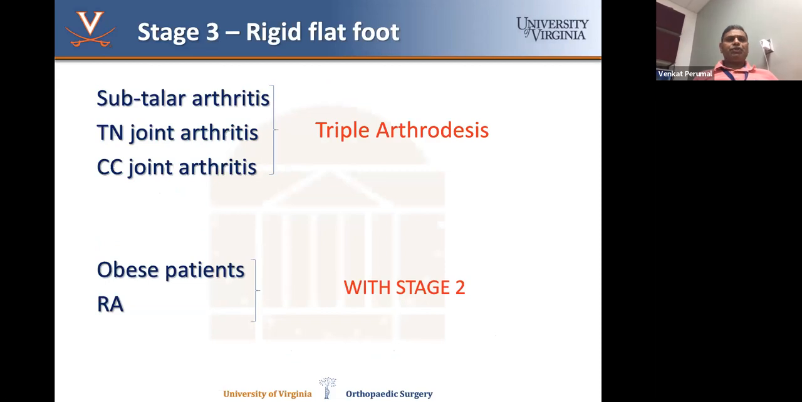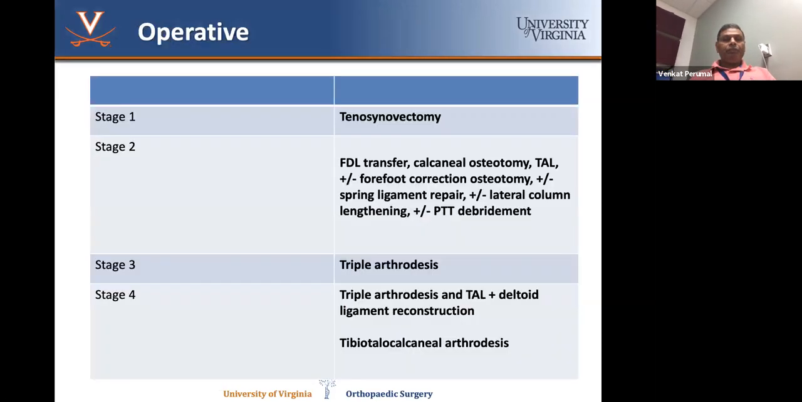Stage 3, where there's always subtalar arthritis, TN joint arthritis, or CC joint arthritis, it's always a triple arthrodesis. We fuse all 3 joints. So stage 3, triple; that's how we remember it. Stage 3, triple, 3. You fuse all 3 joints. Sometimes in stage 2, with an obese patient with rheumatoid arthritis, where we suspect arthritis but they're still asymptomatic, we don't go with a triple arthrodesis.